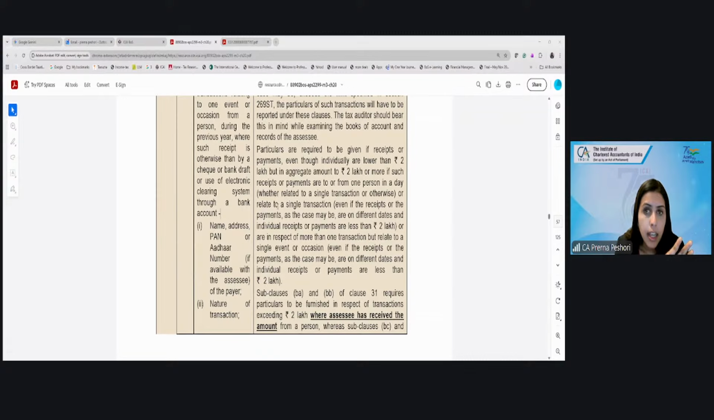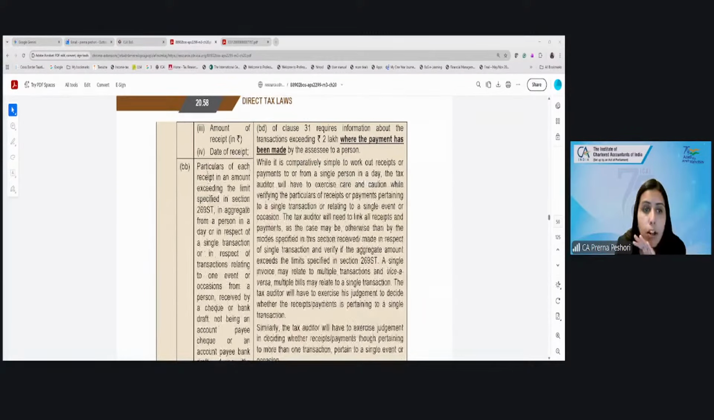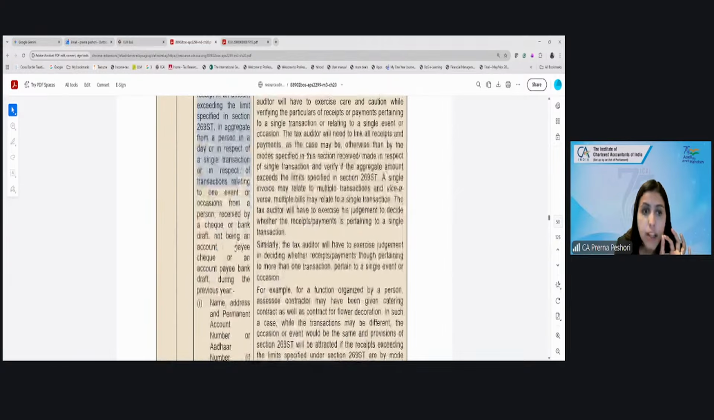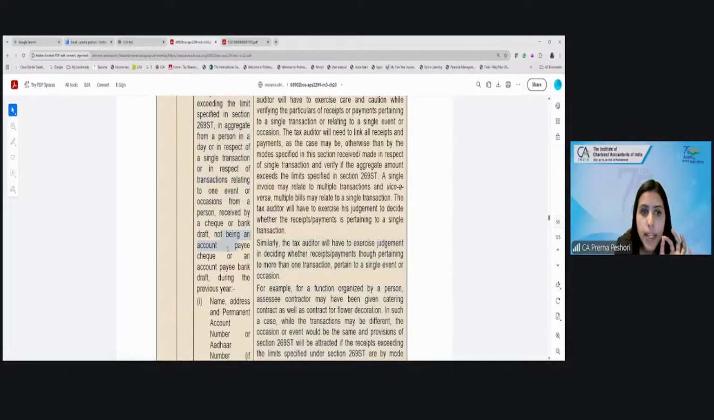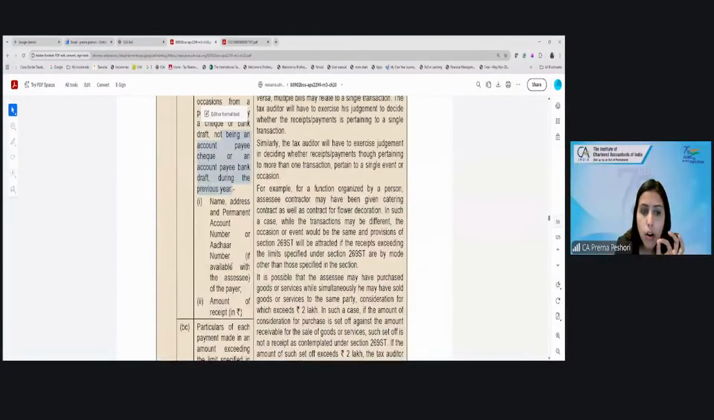Okay. And BB, it is asking you the particulars of each receipt in an amount exceeding the limit in 269 ST in aggregate from a person in a day, or in respect of a single transaction, or in respect of certain transactions relating to one event or occasion from a person, received by a check or bank draft, not being an account payee check or an account payee bank draft. And you have to here report the name, address, PAN, the amount of the receipt.